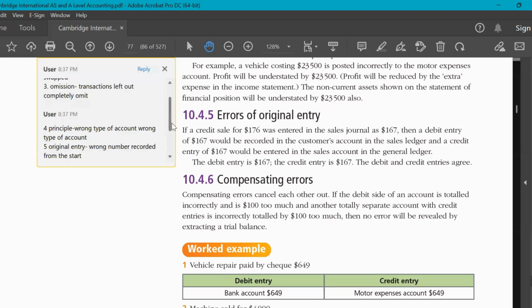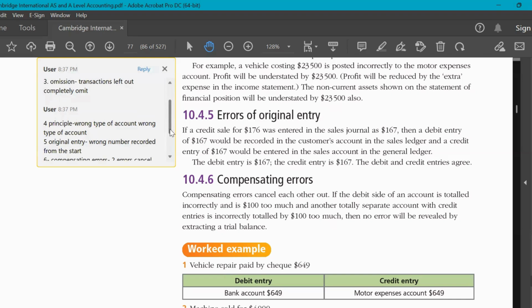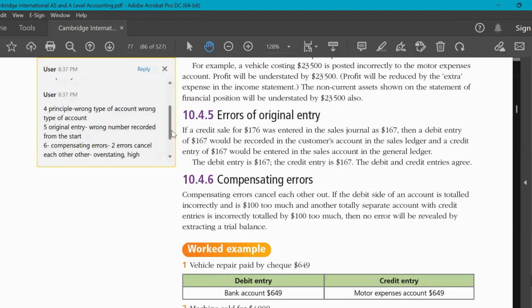Another is the error of original entry. This one is pretty easy because it's like a wrong number recorded. You record a wrong or a different number from the very start, from the very beginning. It has something to do with the numbers. Okay. And the last is the compensating error. There are two errors. Because of these two errors, they cancel each other out, and it has something to do with overstating and understating. So you have the compensating errors.